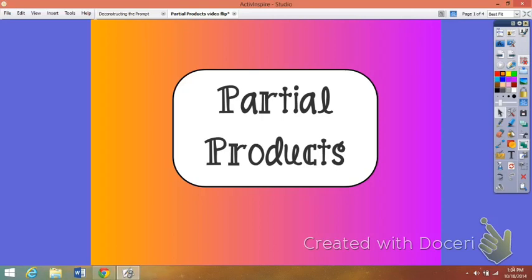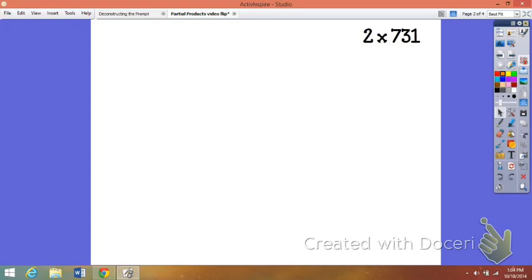to solve multiplication problems. This is a strategy I've been working with my students on in class, and I really like this strategy because it only has 4 simple steps. And once students master these 4 steps, they have a much easier time solving multi-digit multiplication problems. So the first problem I'd like to walk you through is a 1-digit by 3-digit problem. It's 2 times 731. And I'm going to show you how to use just 4 simple steps and the partial product strategy to solve this.